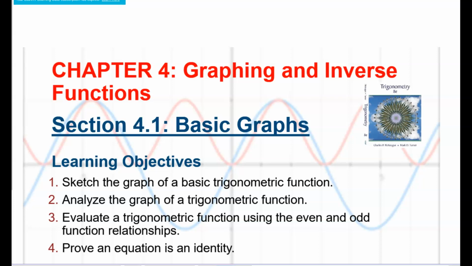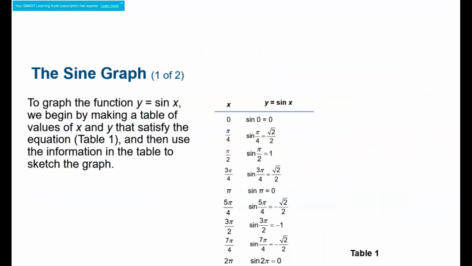Today we'll start chapter 4 and we'll review basic graphs. Start by graphing the sine function. And let's begin with making a table of values. And just to make it easier, let's use multiples of pi over 4.